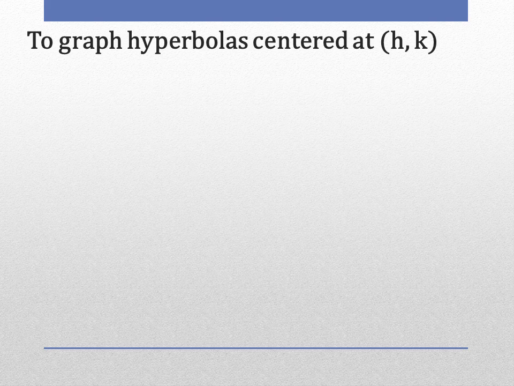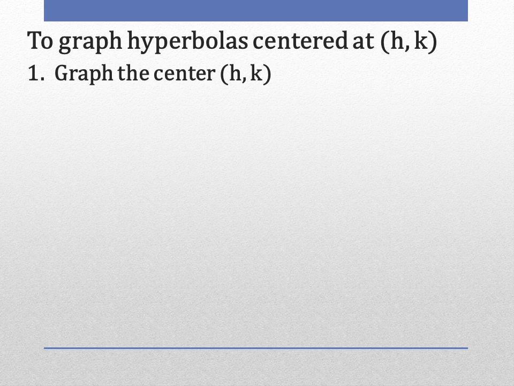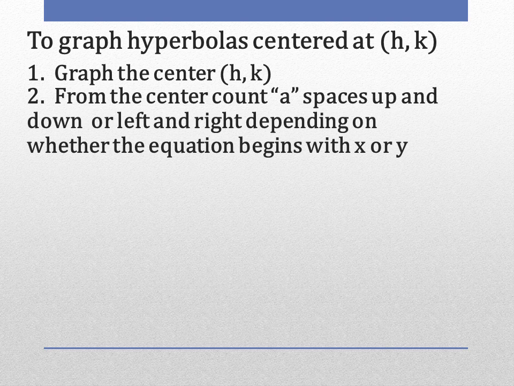To graph hyperbolas with their center at (h, k), we have a few steps. We're going to begin, just like any conic section, by graphing the center at (h, k). From the center, you're going to count a spaces up and down. The a in your equation is actually squared, so you will need to take its square root.